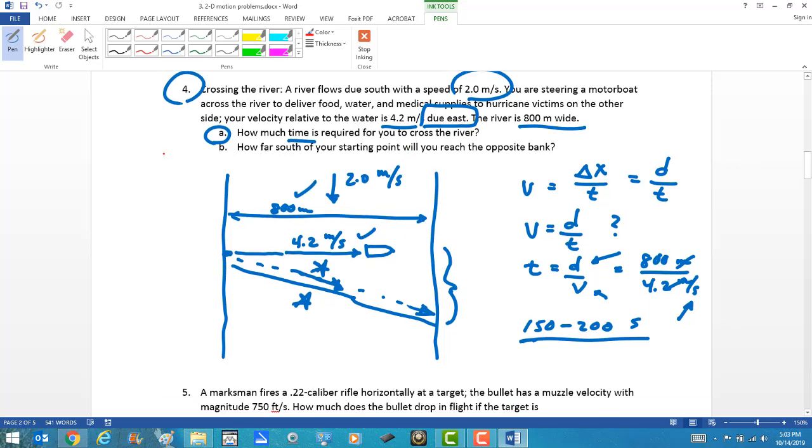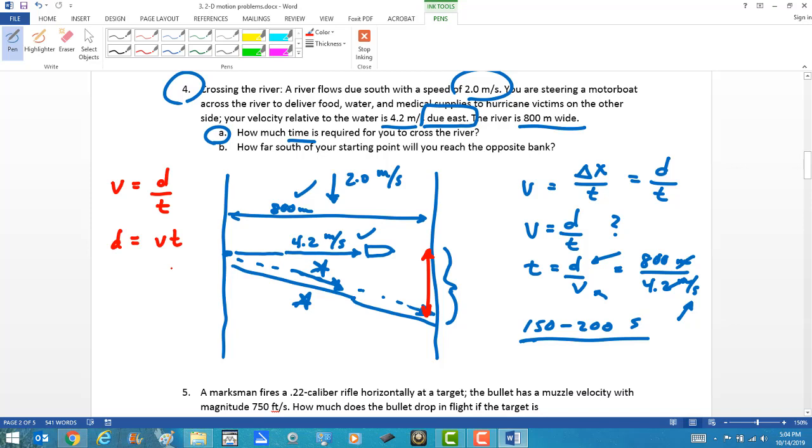Part B, how far south of your starting point will you be? So now it's asking, what is this distance? How far downstream have you drifted? Write the equation for velocity. Rearrange for distance. In other words, multiply both sides of that by t.